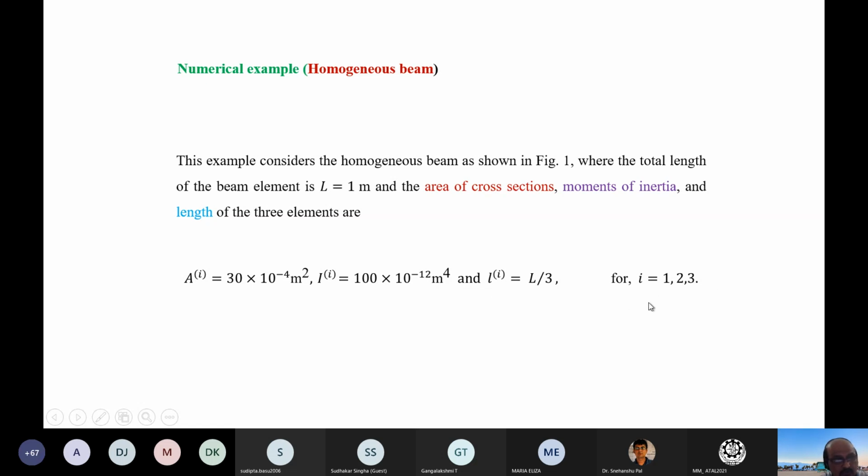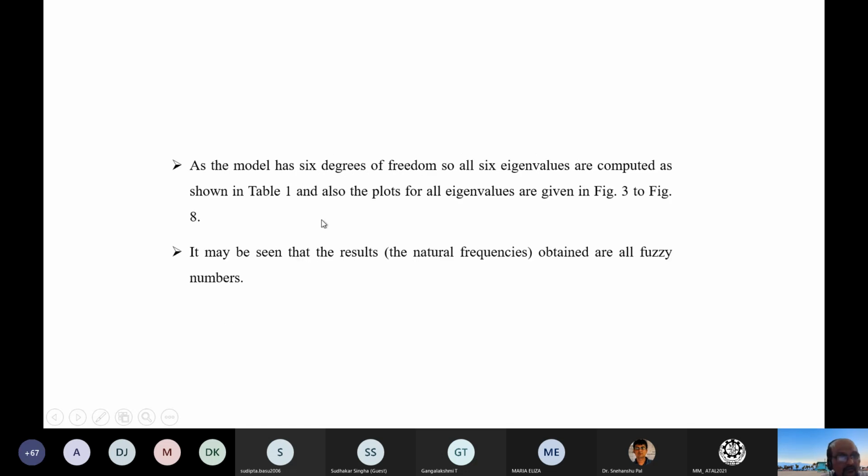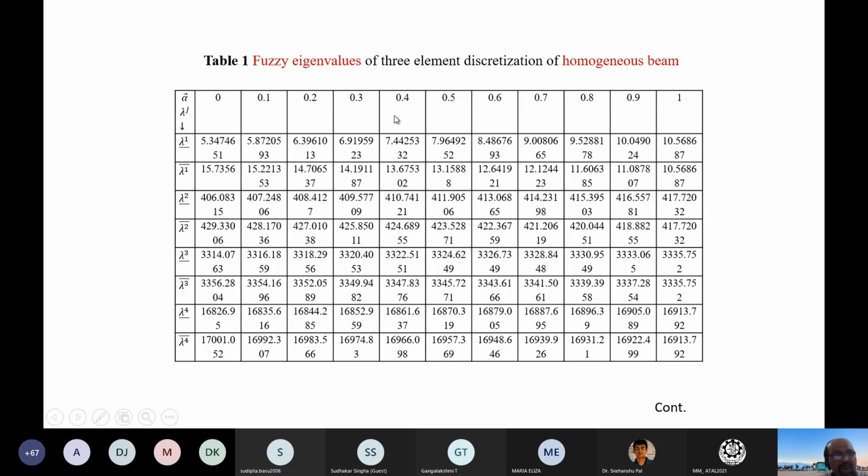Taking i equal to 1, 2, 3 for the 3 elements, Young's modulus and density we have taken as TFN, triangular fuzzy numbers. You see 3 components are there, for Young's modulus and density. So using intervals through alpha cut, Young's modulus and density can be written in terms of intervals. Here you see alpha is introduced. Now, the solution I am showing directly, that is for the eigenvalues, because again introducing beta, etc.